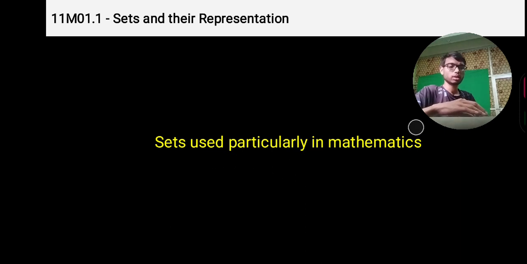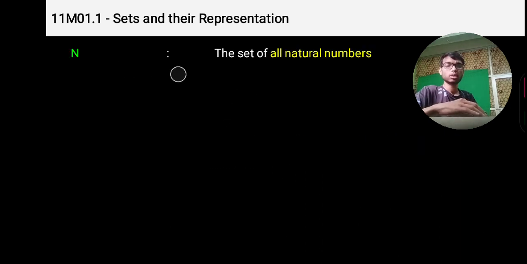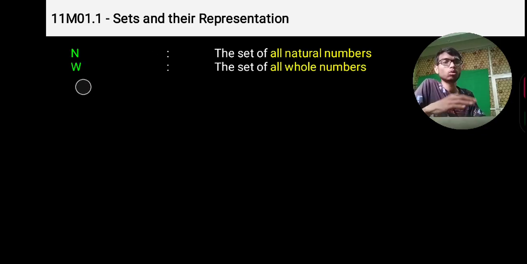Set notation is used particularly in mathematics. You will see a lot of times this N, which stands for the set of all natural numbers. It is used to represent natural numbers. So whenever we are using this N in a set, you will be saying N, the set of all natural numbers. W means whole numbers, so here you are saying the set of whole numbers, which starts from 0.